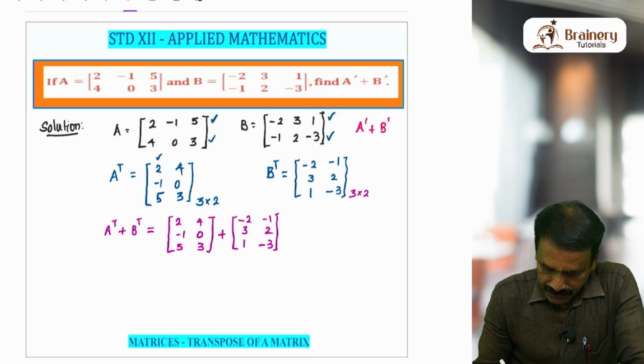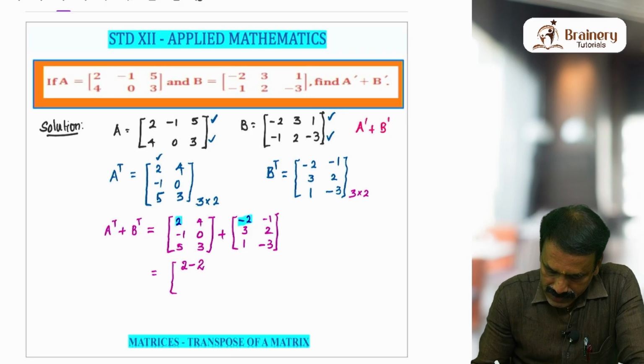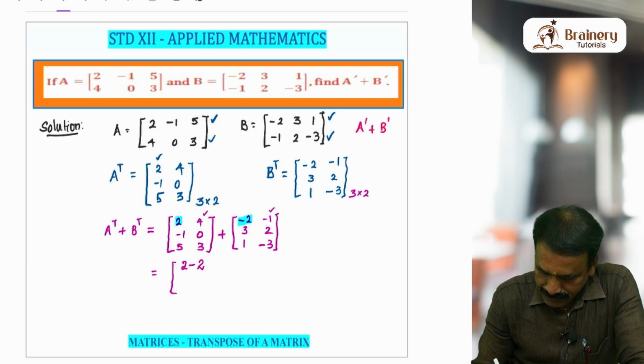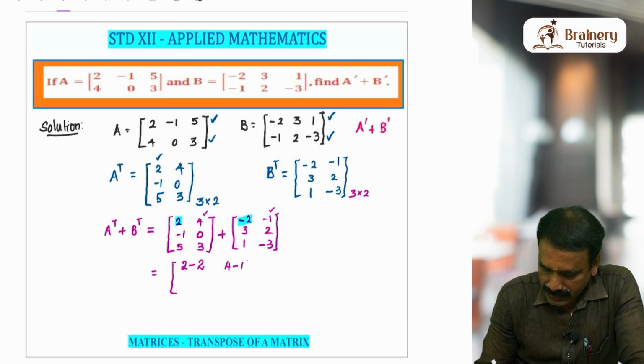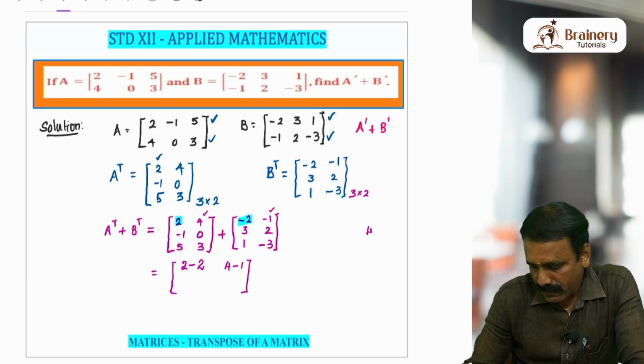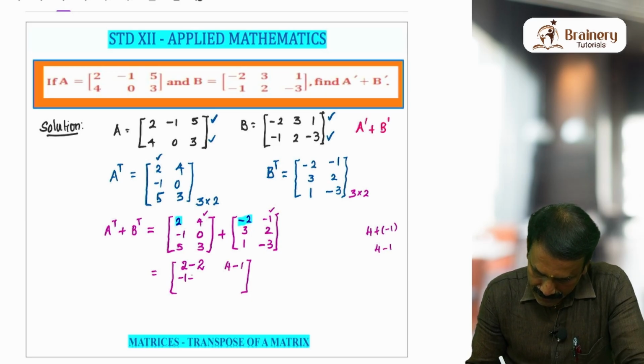What about the corresponding elements? First element of the first row will be added to first row, first column element of the second matrix. So we are going to add 2 added with minus 2. So 2 minus 2. Second element will be added with the second element. So second element in the first matrix is 4, added with the first row, second column element minus 1. So it is 4 minus 1, because 4 plus of minus 1 is nothing but 4 minus 1. Next, minus 1 plus 3.